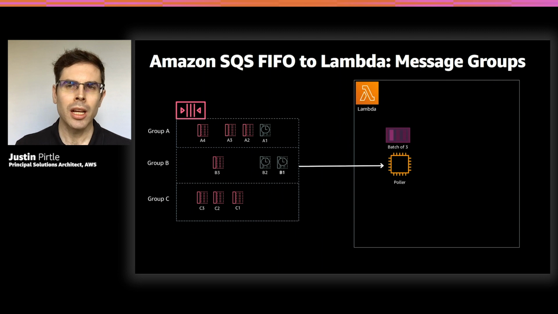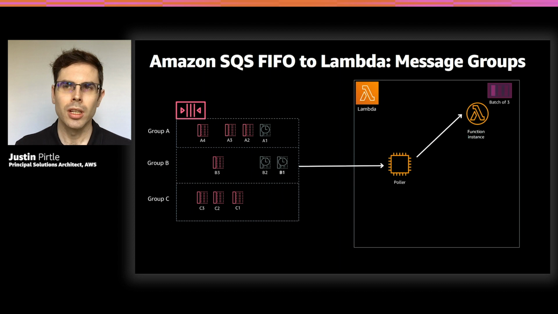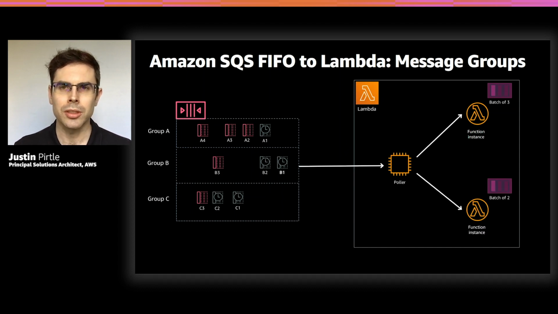And notice that that batch actually spans messages from 2 different groups. This is what we call a heterogeneous batch. So we're able to go ahead and grab multiple groups of messages off the queue and start the function instance processing that batch. From there, we have another group, group C, that has no messages in flight. So because it's not waiting on something else to finish, the poller can spin up another parallel instance of your function, and we can process that batch.